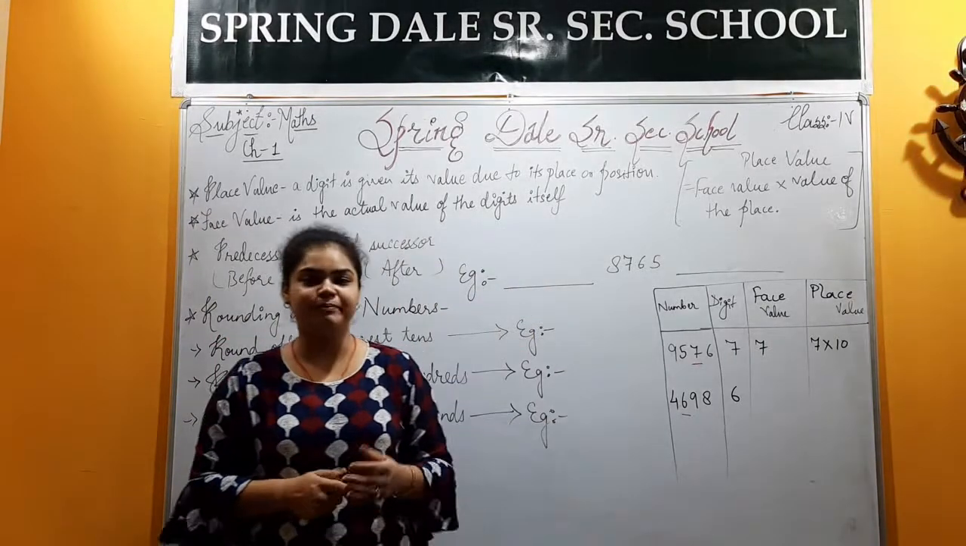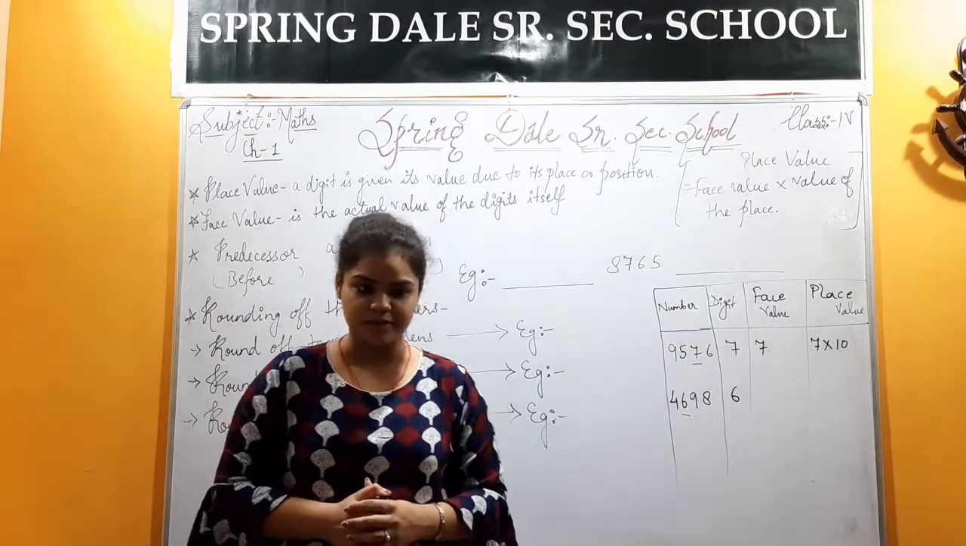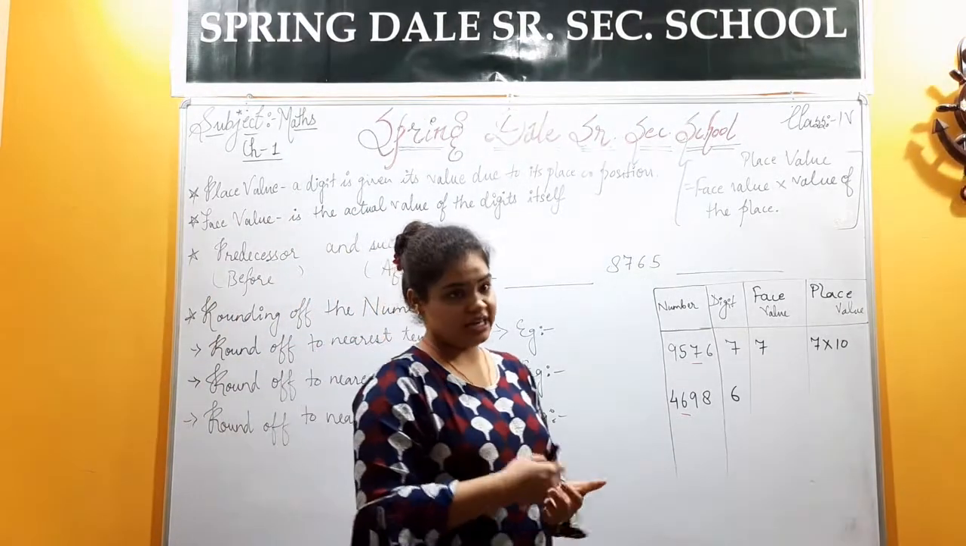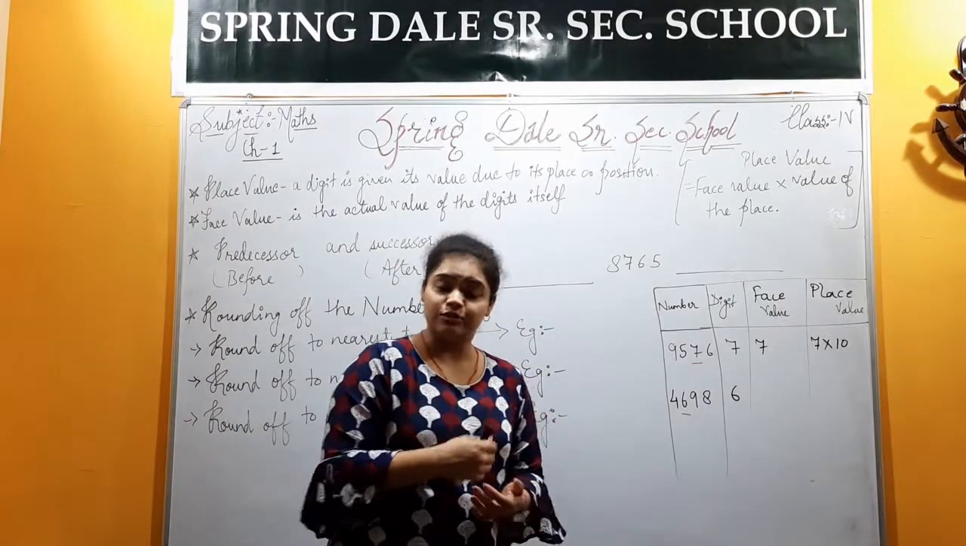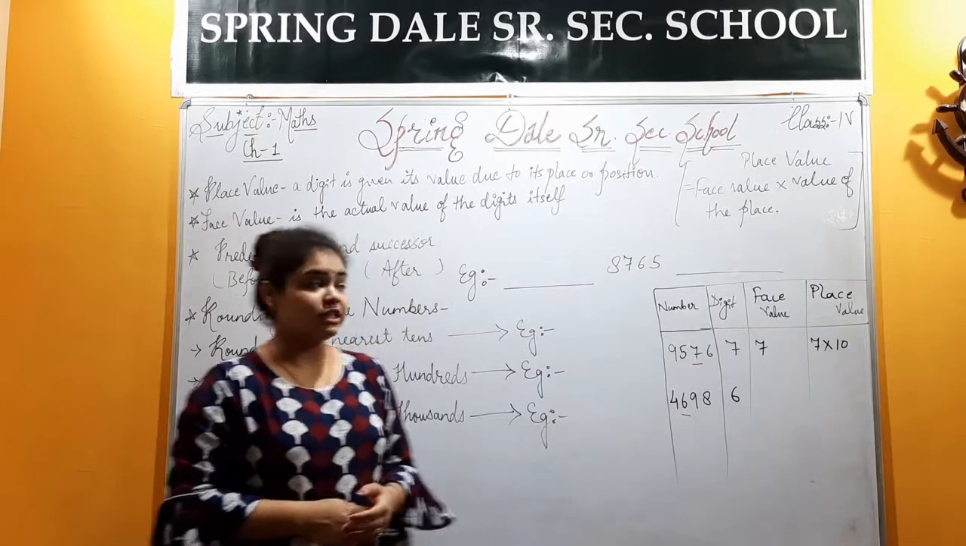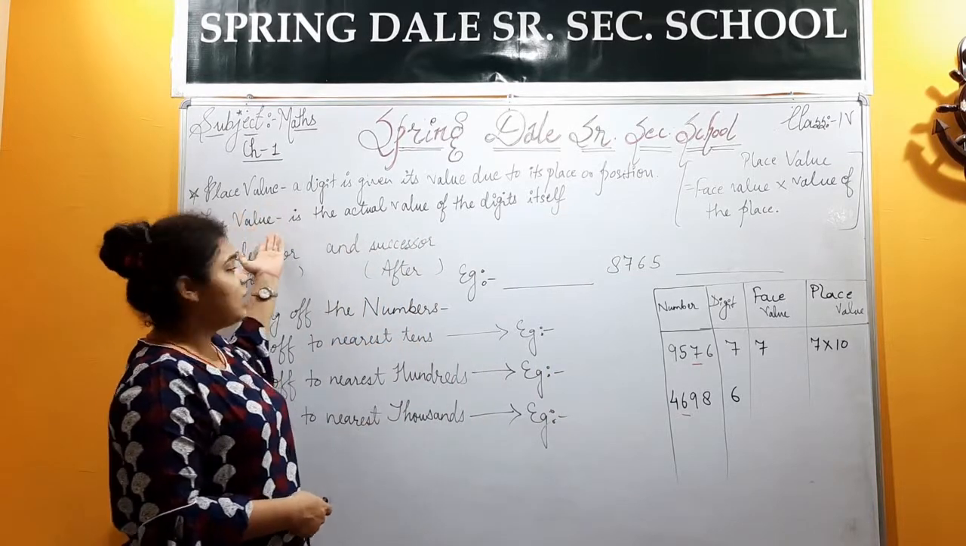Read about the place value and the place value chart. In that we have learned about building numbers, ascending and descending orders, greater, smaller, equal to, and so on. So today we are starting with the place value and face value.